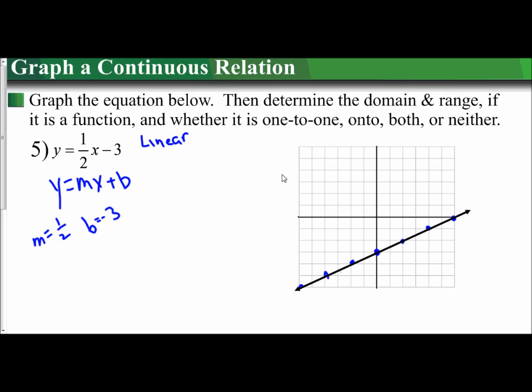Determine the domain and the range is the next step. So what you do when you determine the domain and range, for the domain, remember you look at the x values. And so we're going to focus on left and right movement of our graph. These arrows on both ends tell us this goes all the way to the left forever, and this goes all the way to the right forever. There is no limit on my domain, so I'm going to say all real numbers.